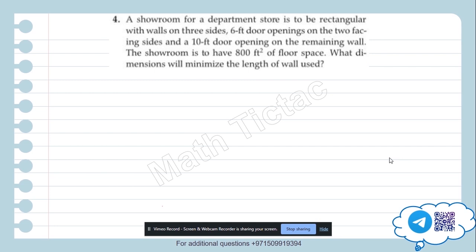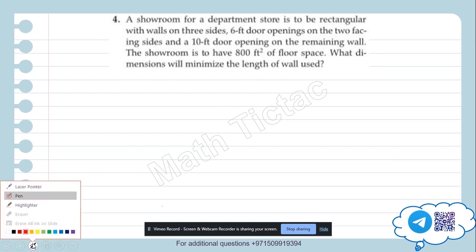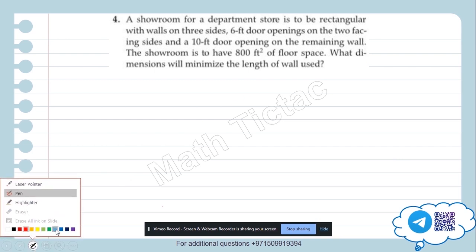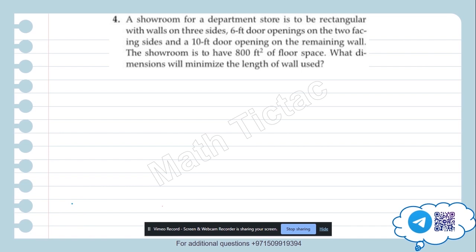Okay, so moving to the next question. The question says we have a showroom for a department store that is to be rectangular, with walls on three sides. So we have walls over here on three sides only.